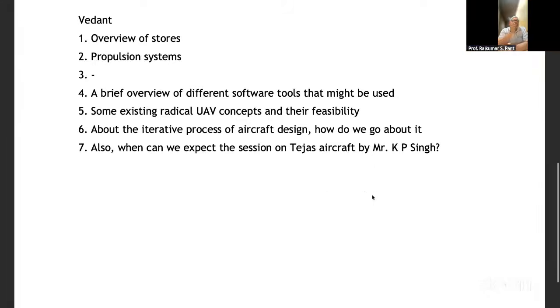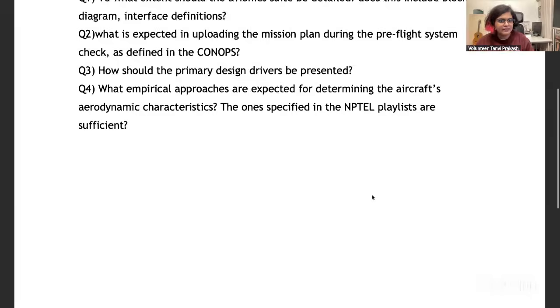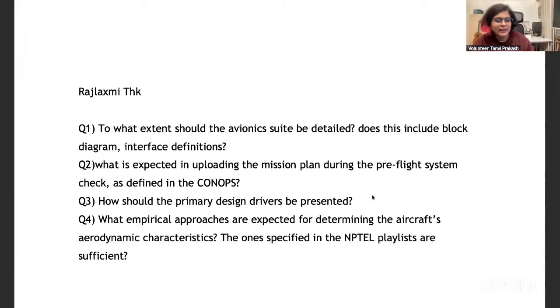Okay, let's go ahead. Right. The next question is by Raj Lakshmi. The first question is, to what extent should the avionics suite be detailed? Does this include block diagram interface definitions? It's a very good question. It shows that you have actually started planning for the problem statement.